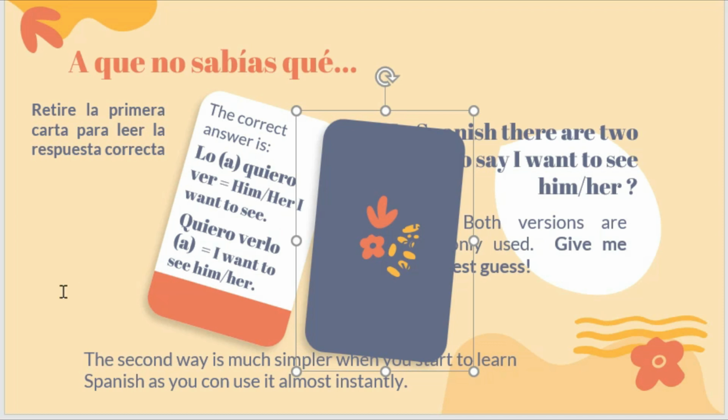So what are the two ways again? Lo y la. Lo quiero ver. La quiero ver. Quiero verlo. Quiero verla. Those are the two ways that you can say I want to see him or I want to see her. Very good.